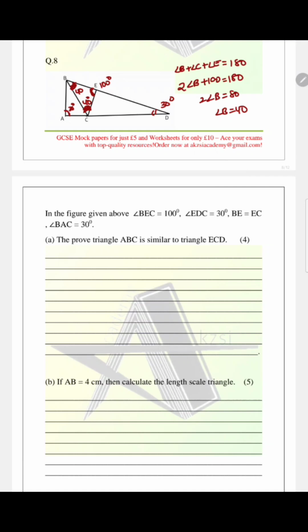Again, if this is 100, this is going to be 80 because angle in a line is 180 degrees. So this makes this 80 degrees. Apart from that, if this is 30, this is 80. So again, by angle sum property, I can say this one is going to be 180 minus 80 plus 30, which will give you 70. So this angle is going to be 70 degrees.